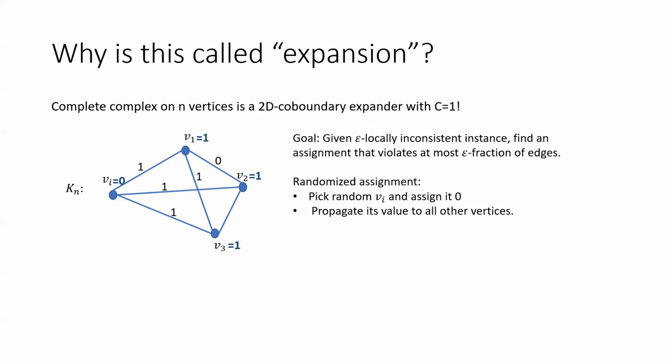And now let's try to see what is the fraction of violated edges, because you might have violated some edges here while you assigned the vertices. Okay, so one easy observation is that an edge is violated if and only if it's part of some inconsistent triangle. So for example, if you take the edge V1, V2, it is not violated, whereas the edge V1, V3 is violated because it's part of the inconsistent triangle V1, V2, V3.